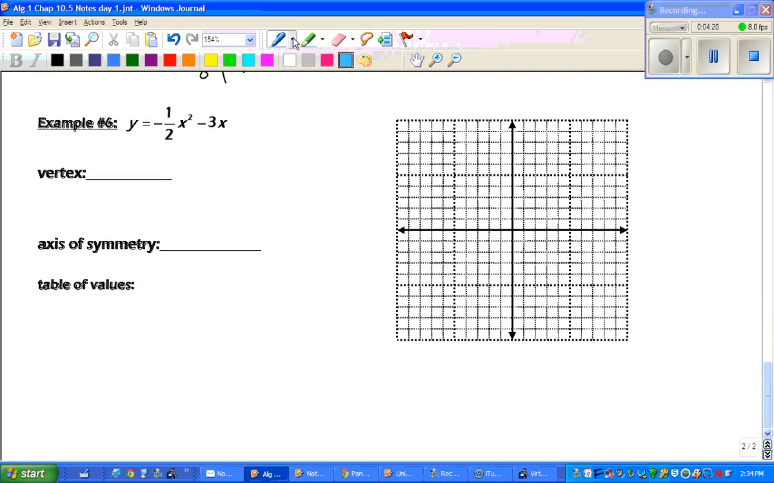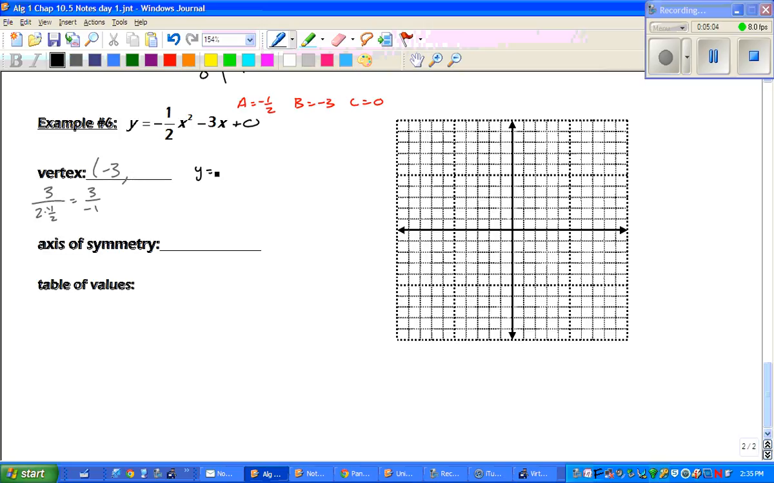Okay, let's look at 6. A equals negative 1/2, B equals negative 3, and up there's no C, so I'm just going to write it in: C equals 0. So, opposite of B over 2A. We've got 3 over 2 times negative 1/2. It's the opposite of B, but that's a negative 1/2 right there, so don't forget your signs, guys. 3 over negative 1 gives us negative 3.